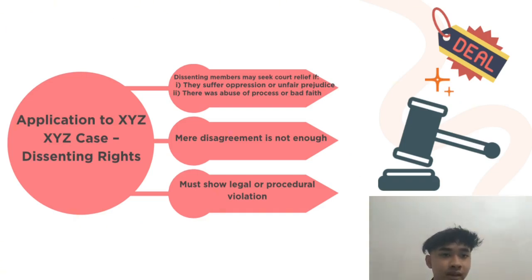So the next is the application to XYZ. In our case, if shareholders feel the change in the constitution is unfair, for example, giving more voting power to one group or removing minority protection, they may go to the court under section 210. But they must prove the process was abused and/or they suffered unfair treatment beyond just being outvoted. Just disagreeing with the result is not enough. They need solid legal grounds.